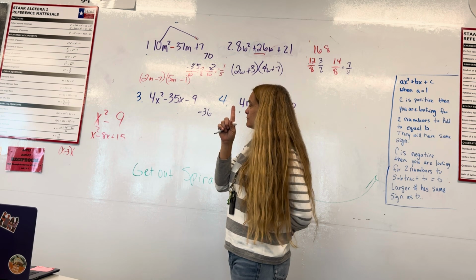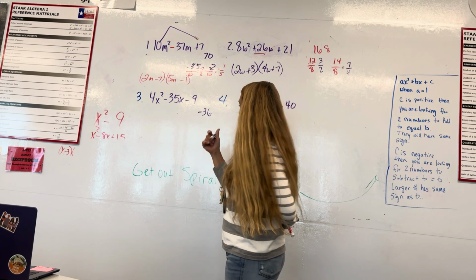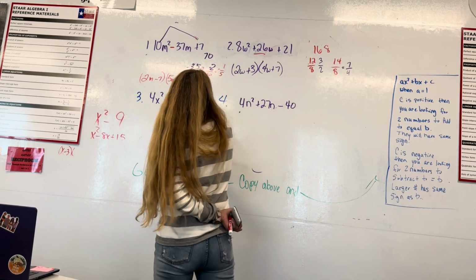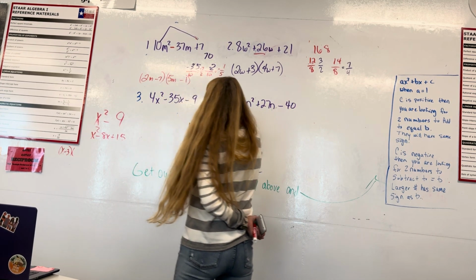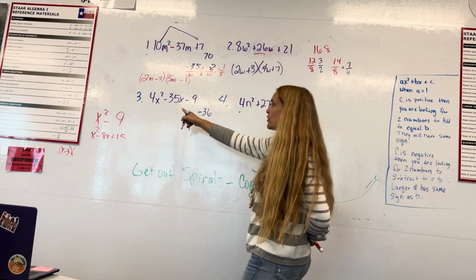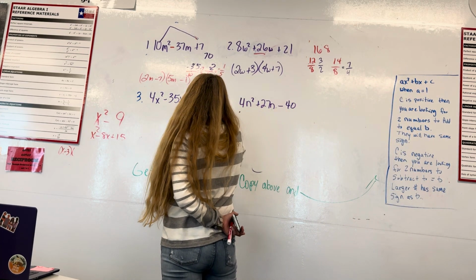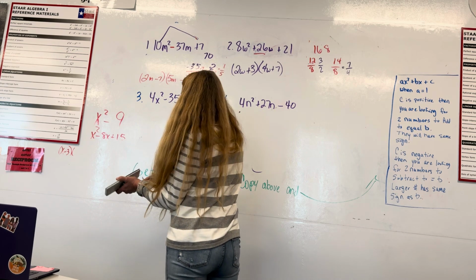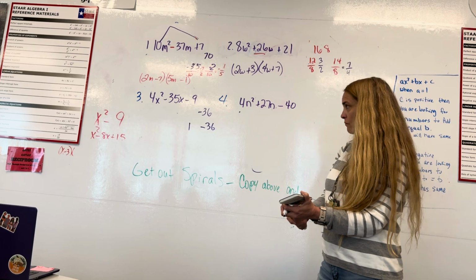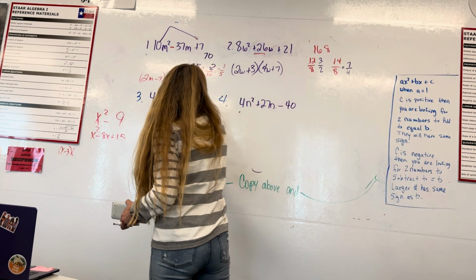36 and 1. Which one has to be negative? The 36, the larger number. And then we divide by what? 4. Why 4? Because it's the 4 in front. Very good.